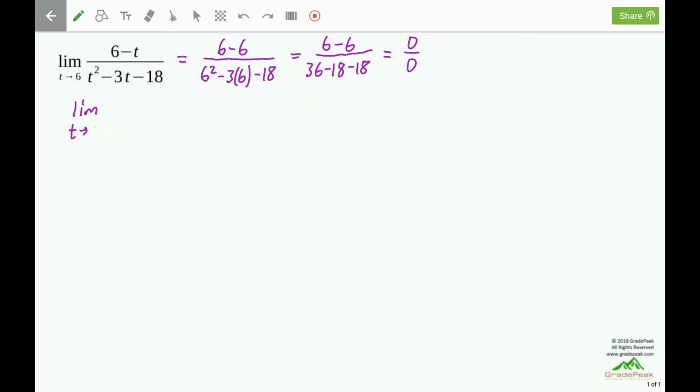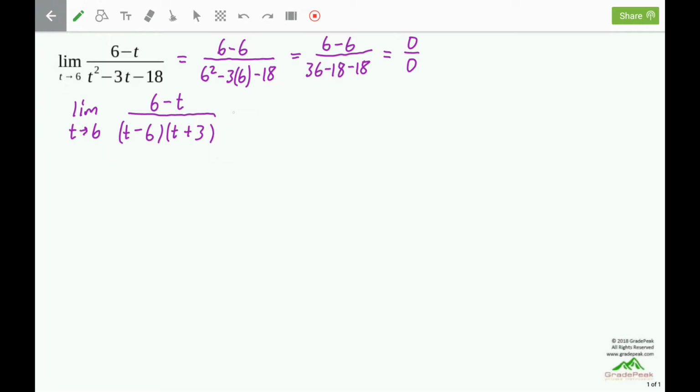So limit as t goes to 6. The numerator doesn't factor. I'll keep that as 6 minus t. The denominator does factor. It's a trinomial factoring. We'll have a t and a t. We need two numbers that multiply to be negative 18. One will need to be positive, one will need to be negative for that to happen. And they need to add to negative 3 for that middle term. Therefore I would choose negative 6 and a positive 3. So we'll put a negative 6 here and a positive 3. That should take care of that factoring.